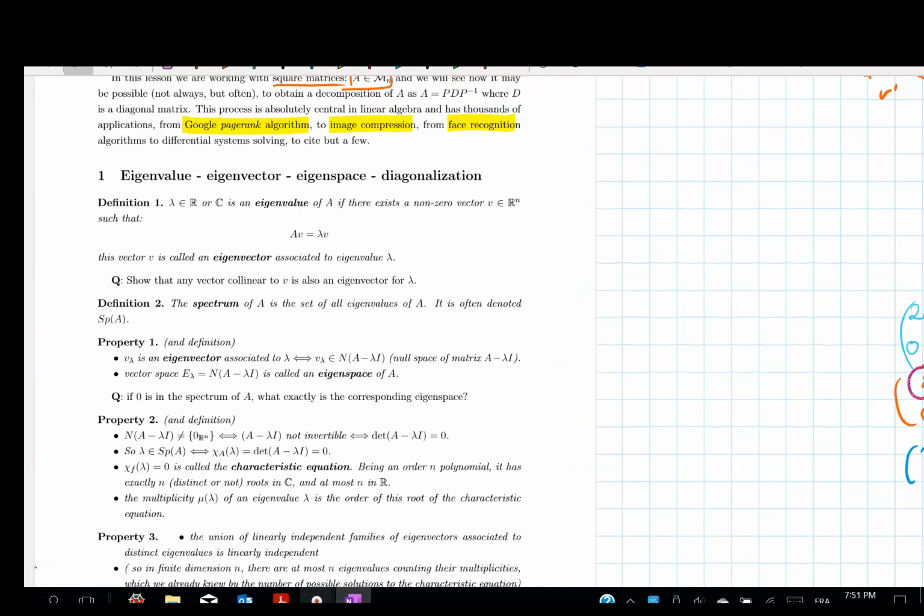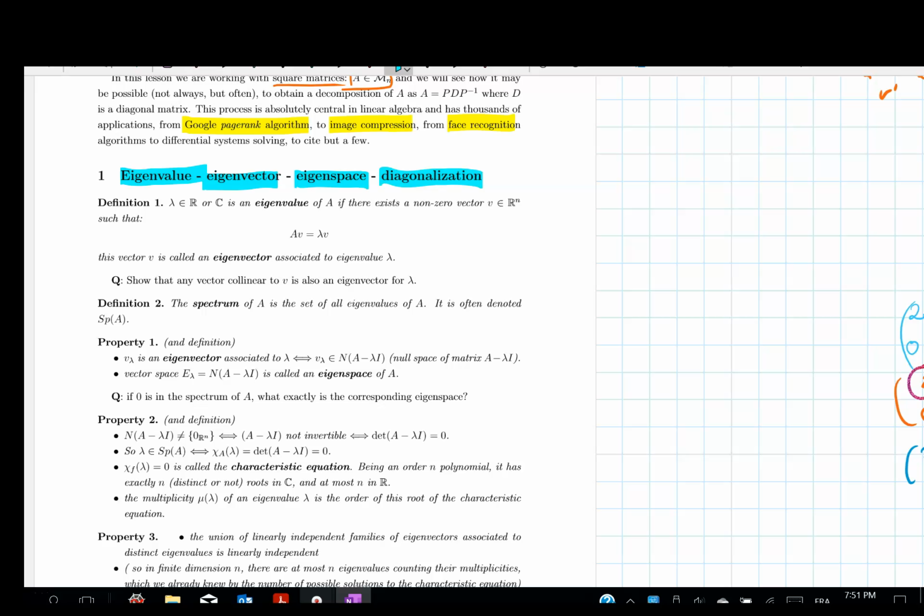Okay, so we start by saying, well, this is going to bear some nice names. Eigenvalue, corresponding to the 2 and -1 that we saw earlier. Eigenvector, the privileged directions of my matrix, like the v1 and v2 vectors that we saw in that example. Eigenspace is the linear space associated to an eigenvalue and the corresponding eigenvectors. And diagonalization, of course, is what we are trying to do: diagonalize a matrix.